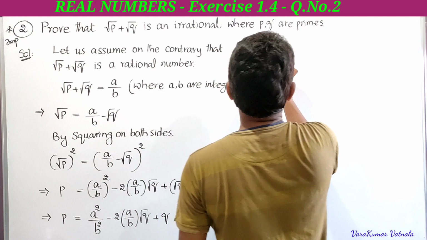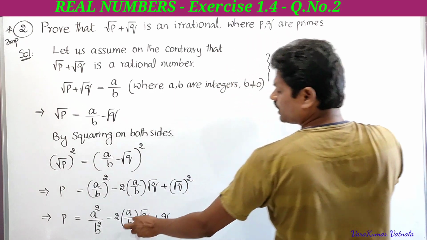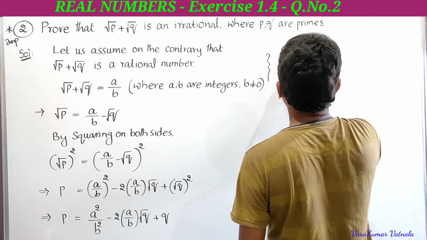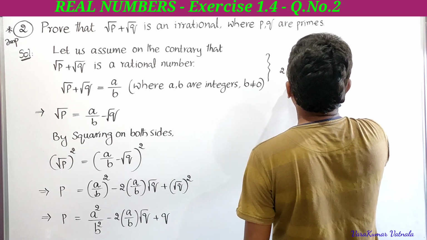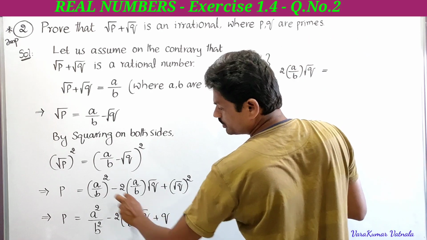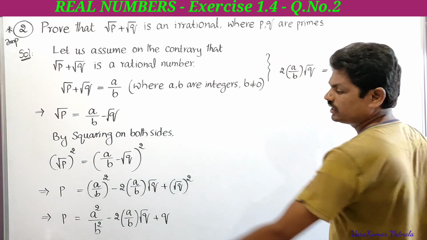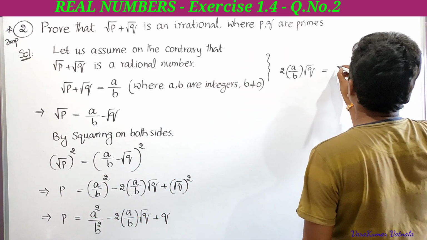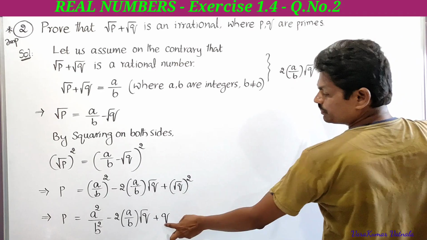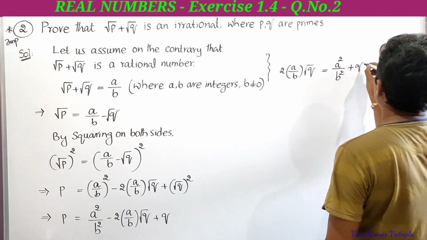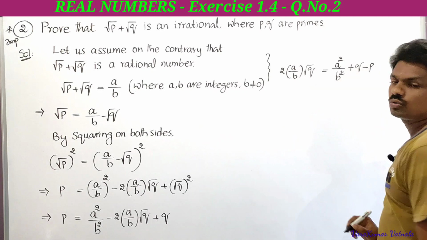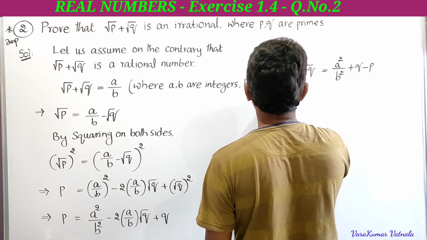So what we get, I am writing here. So minus 2 into a by b root q, it becomes positive. So 2 into a by b into root q. So this total negative term becomes positive if you take to the left side. So here already what is there on the right side? A square by b square is there. So here plus q is there, and take this plus p to the right side, it becomes minus p. So now we have to simplify further.